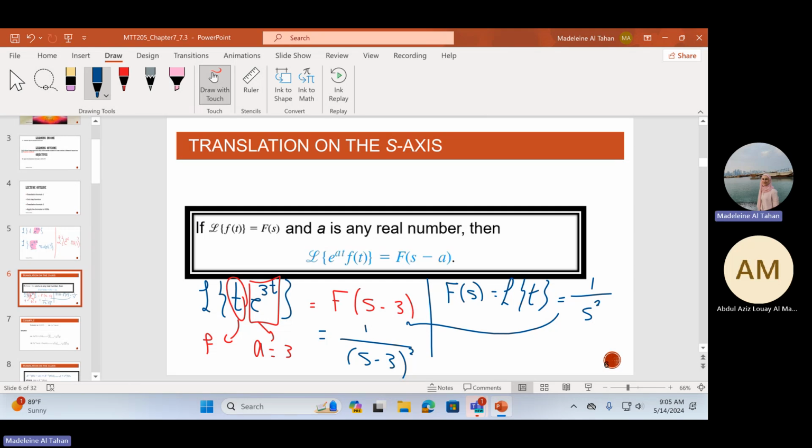Please write it down. We will apply this on more than one question, and then we will move to the inverse Laplace in order to apply it to differential equations. Here I'm just applying the formula, a direct application of the formula.